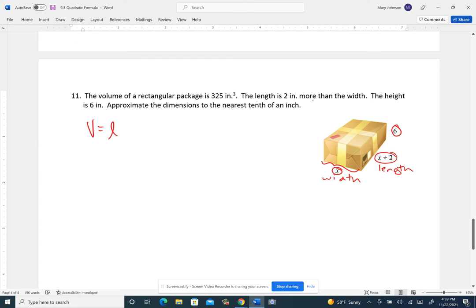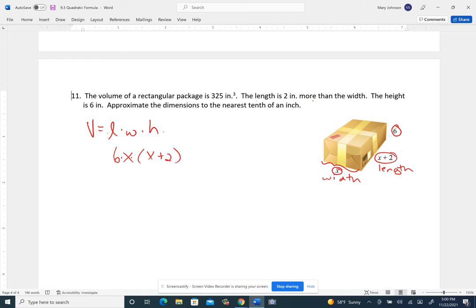The volume is length times width times height. Area is length times width. Volume is length times width times height. So you'll just plug everything in. I'm not going to put it in that same order. I'm just going to do 6 times x times the x plus 2. Okay? All right, that's the volume.